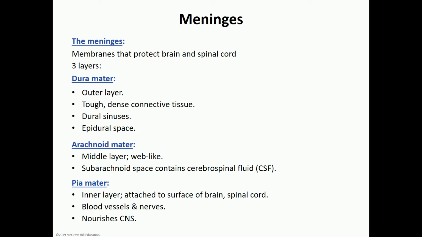The third of the layers is known as pia mater. That's the deepest, and that is literally attached to the brain and spinal cord. You literally have to peel it off the brain tissue and off of the spinal cord tissue. It has the blood vessels and the nerves. So yes, our spinal cords do have their own nerves, and it also nourishes the CNS.